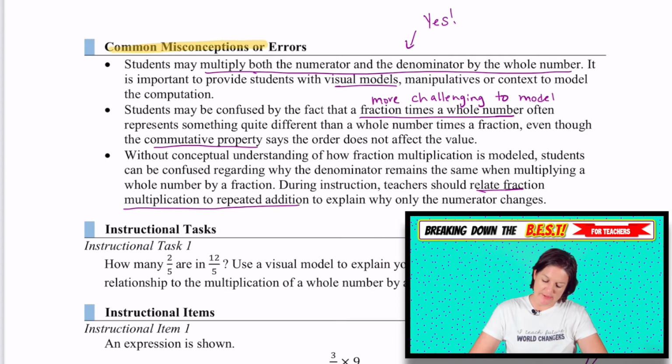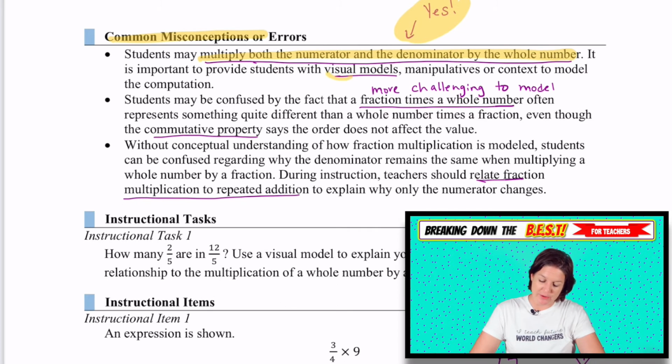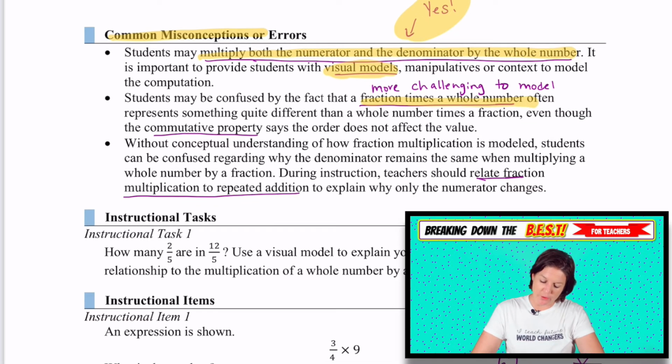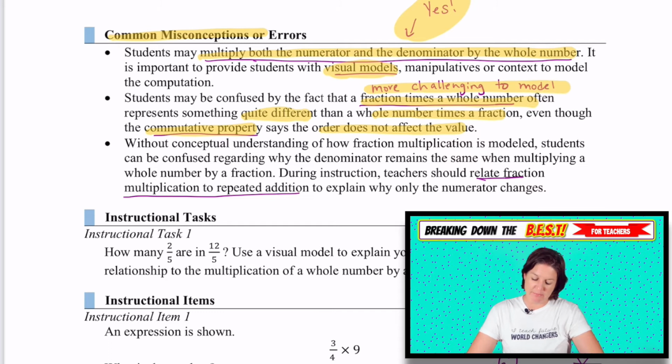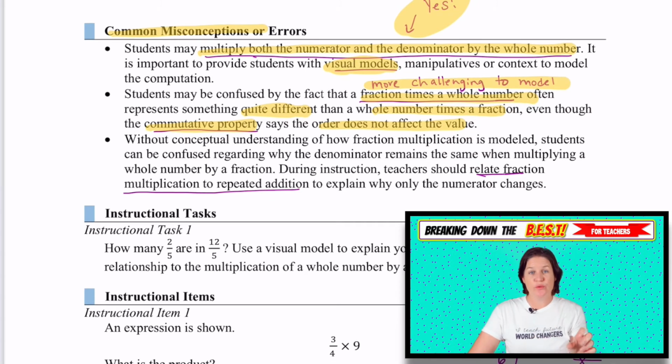Now here, common misconceptions. It says that students may multiply both the numerator and the denominator by a whole number. And I said, yes, I have seen that happen a lot as a teacher. That's why visual models are super important here. And it says students may be confused by the fact that a fraction times a whole number often represents something quite different than a whole number times a fraction, even though the commutative property says that the order does not affect the value. So I wrote here that it is more challenging to model this way, which is why we do use the commutative property of multiplication in taking on the BEST.